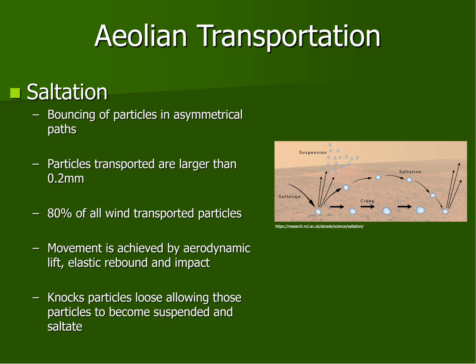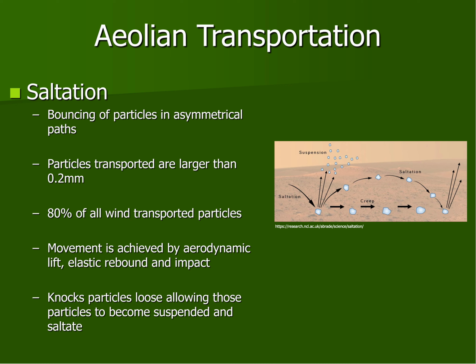So the next mechanism is saltation. These particles are just a little bit smaller than the smallest size for creep. We're looking at about 0.2 millimeters in diameter. Again, this is about 80% of all of the total volume of material transported, so this should tell you how weak wind is for moving material. Most of that stuff is moving by creep or saltation.